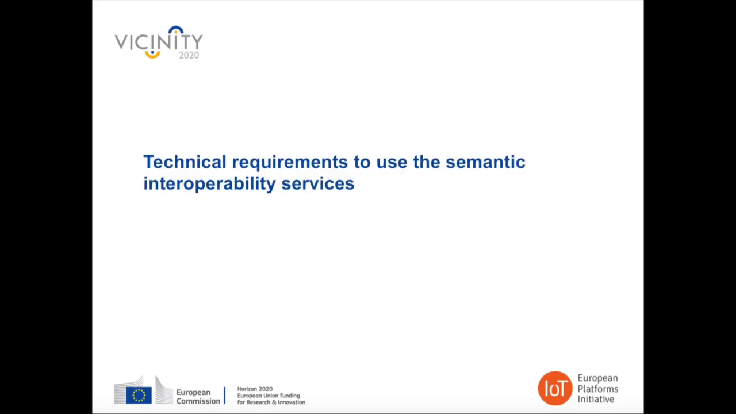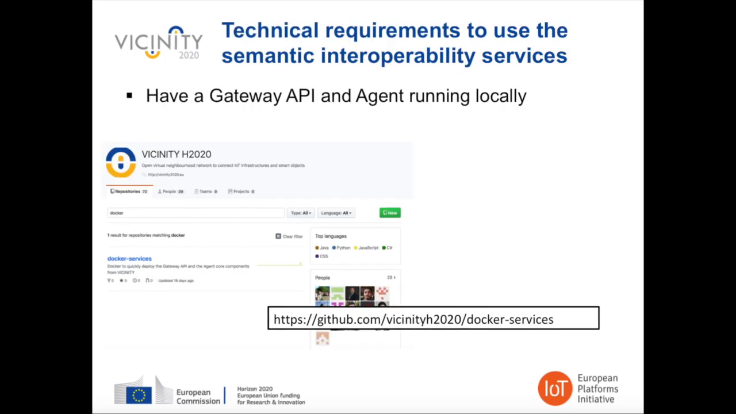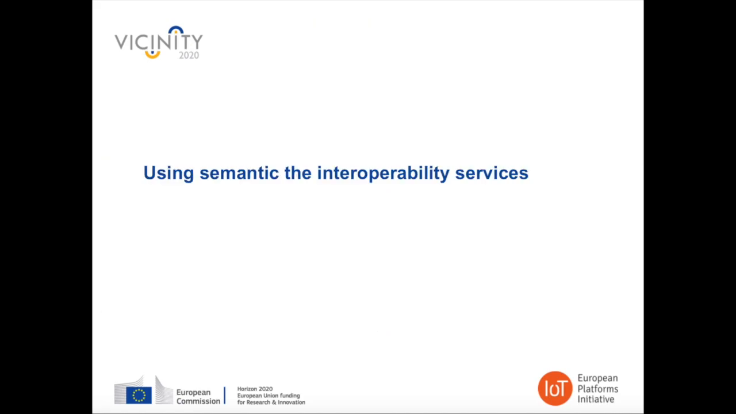Let's see now the technical requirements. Well, to use the semantic interoperability services, the only thing you need is to have the gateway API and the agent running locally. Then you can just send the queries to the agent. We will see in a few minutes how. We suggest to use the Docker services recipe in the GitHub. You have here the link because it's really easy to deploy them and start querying the cloud of Vicinity.